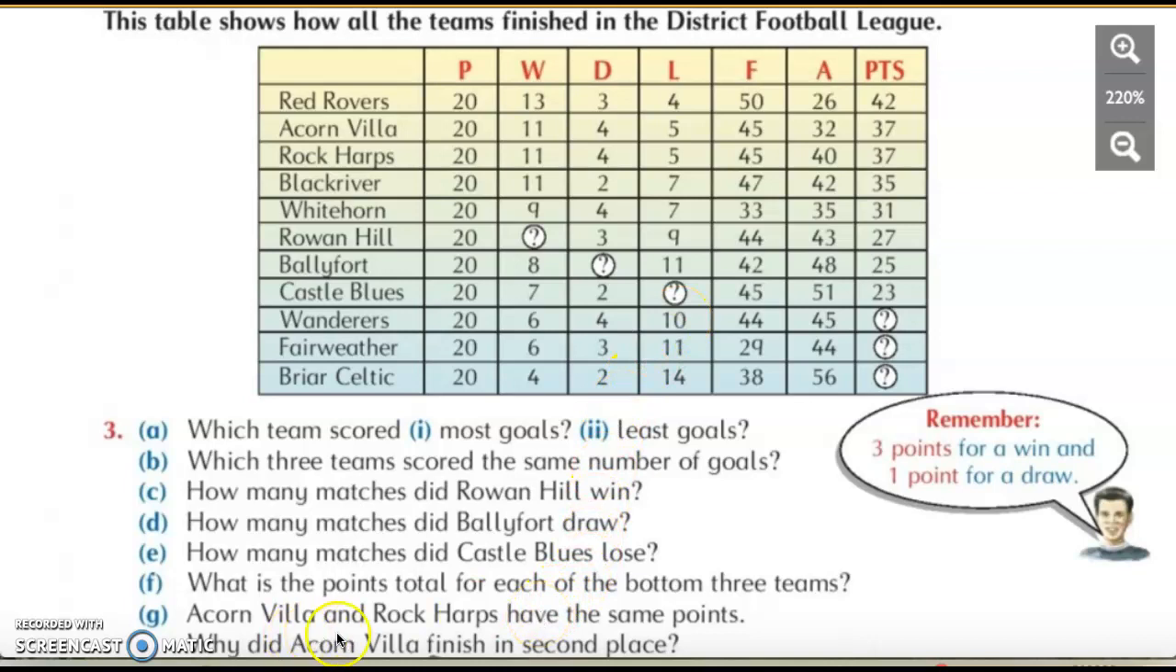Acorn Villa and Rock Harps have the same points. But why did Acorn Villa finish in second place? They have the same points here. They actually have the same amount of goals scored, the same amount of losses, same draws, same wins. So it's up to you to figure out why Acorn Villa are above Rock Harps.